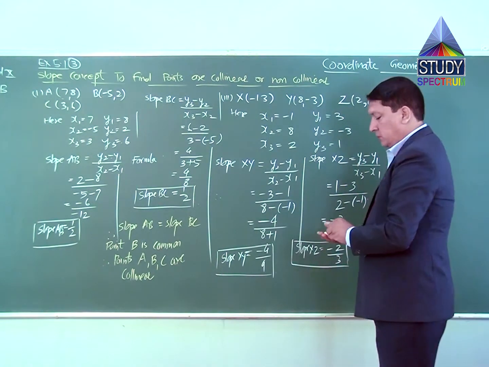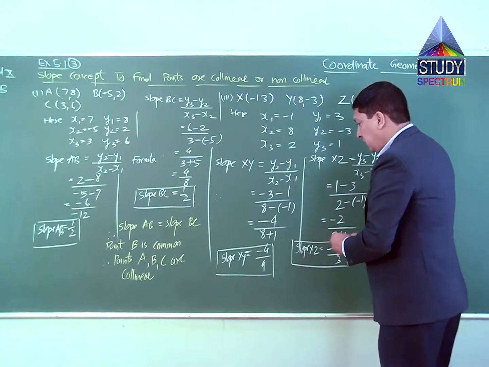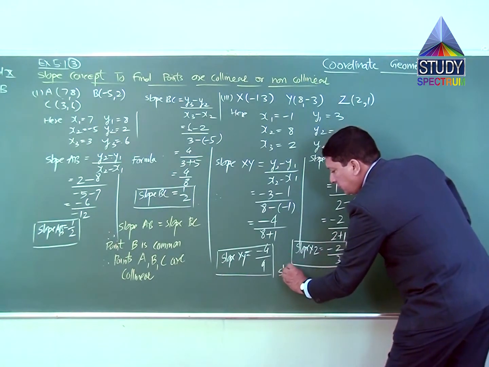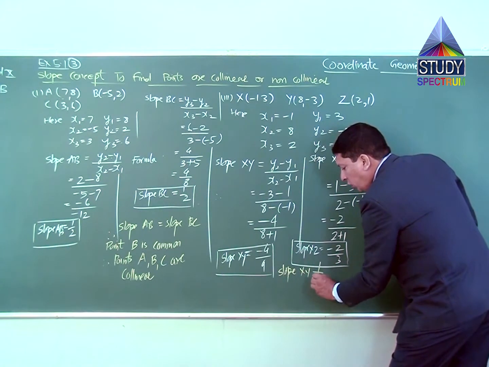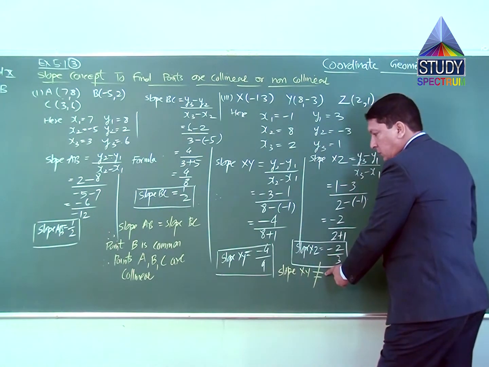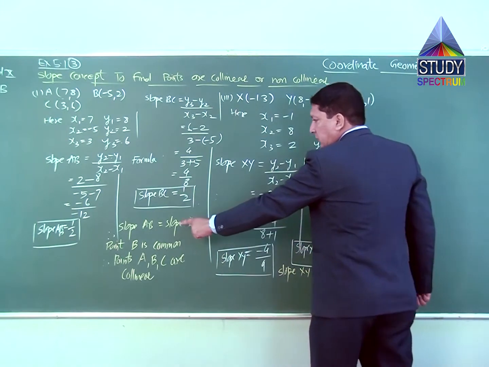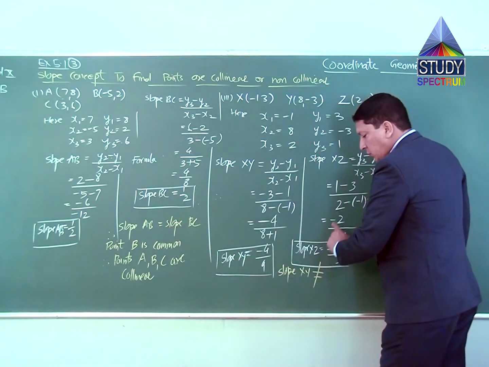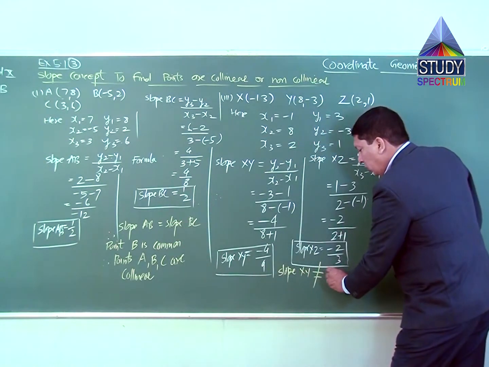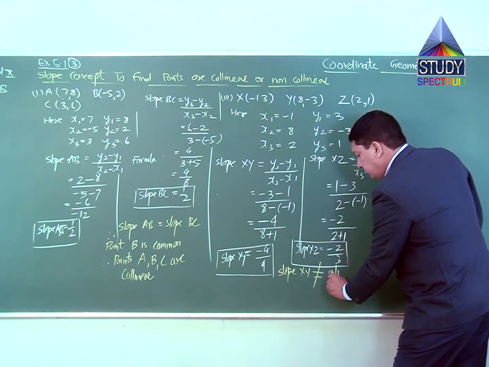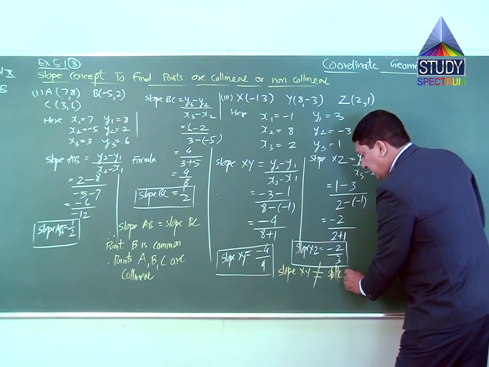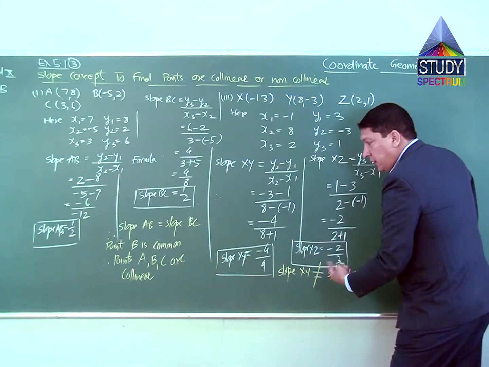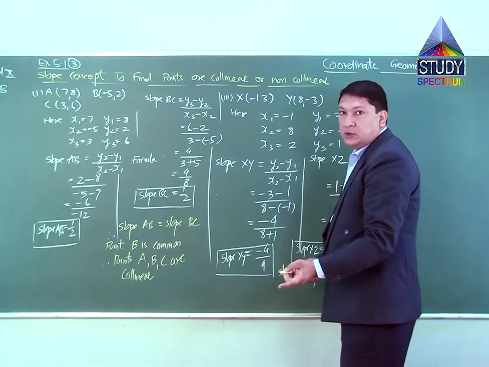We can make out both slopes are coming out to be different. So slope XY is not equal to slope XZ. Last time it was equal, this time it is not equal. Now when two slopes are unequal, obviously the points cannot be collinear.